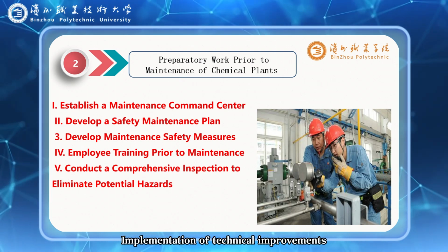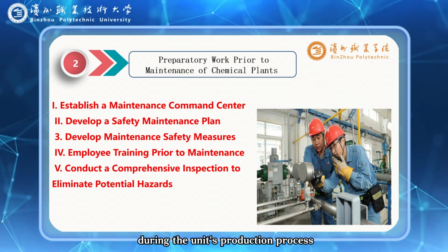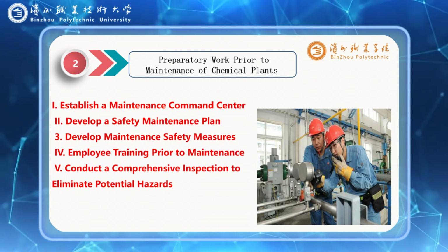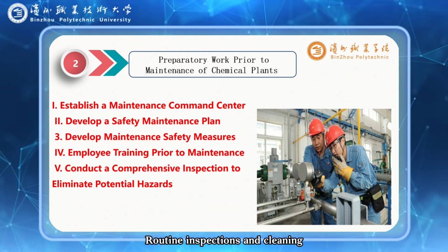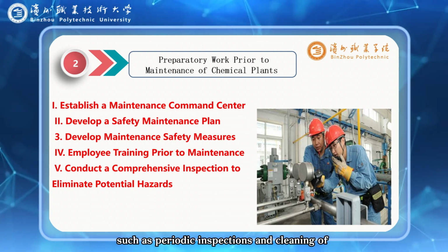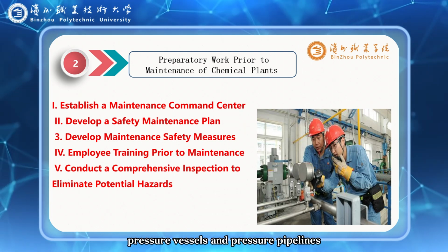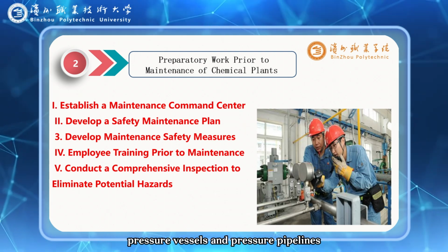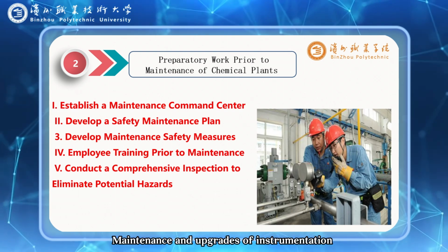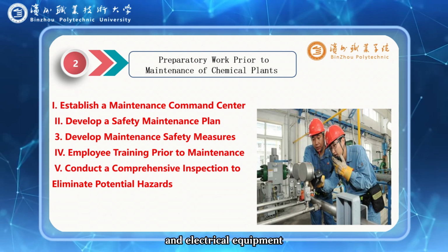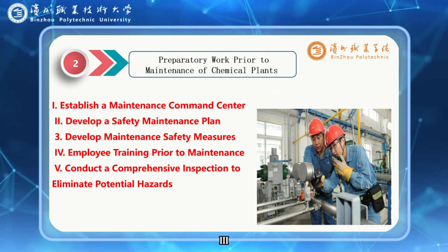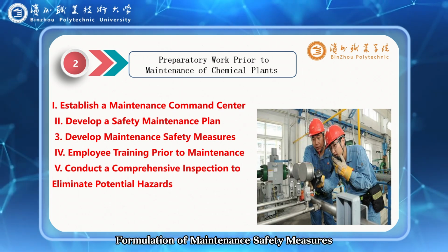Second, implementation of technical improvements during the unit's production process. Third, routine inspections and cleaning, such as periodic inspections and cleaning of pressure vessels and pressure pipelines. Fourth, maintenance and upgrades of instrumentation and electrical equipment. Three, formulation of maintenance safety measures.